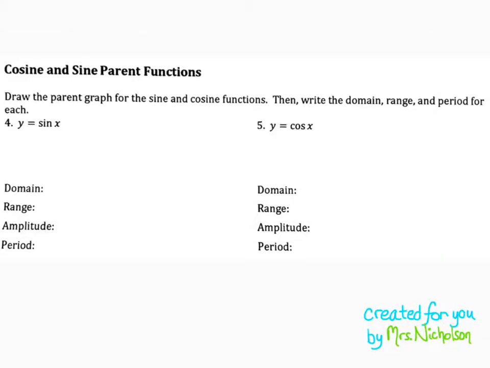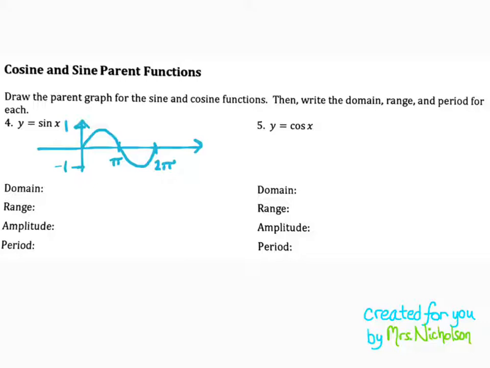All right, let's move on to questions 4 and 5. In these two questions, I'm simply asking you to sketch a graph of the parent function and describe the parent function for me. So the parent function for sine looks like this. It ends right here at 2 pi, goes up to 1, down to -1.